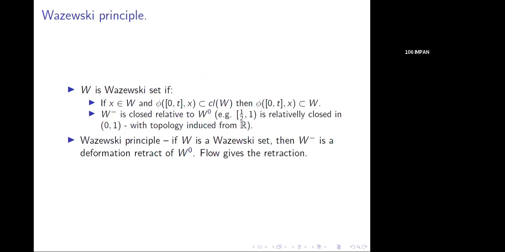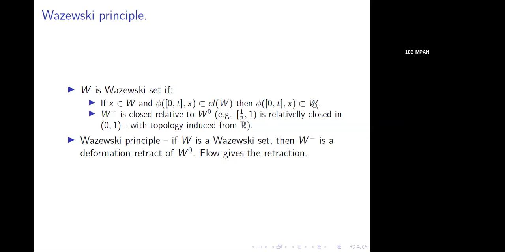So that's a standard notation, and probably you will know that I'm kind of leading toward the Wazewski principle. So I want to define what the Wazewski set is. Essentially two conditions need to be satisfied. If I have a point in my Wazewski set, then if the trajectory of that point is contained in the closure of my set, I want it to be contained in my set.